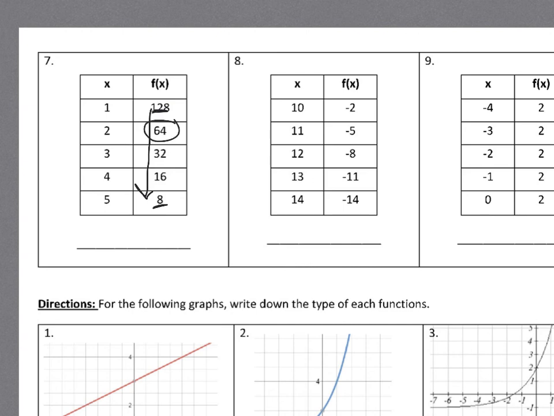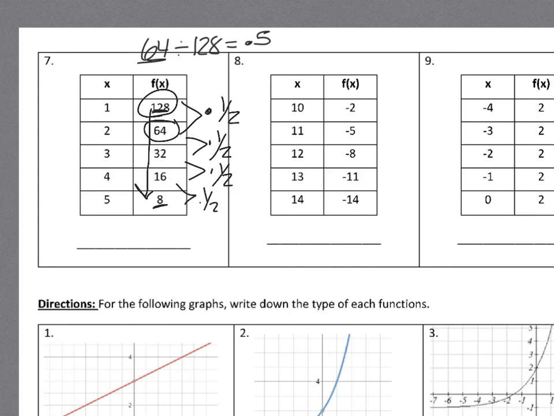So let's take 64, and we're going to divide it by the number behind it, 128. You have to put 64 in your calculator first. 64 divided by 128 is 0.5. So what it's doing, it's multiplying by 1/2. It's just halving everything. So if you multiply by 0.5, it's getting smaller, but it's still multiplying, so it's exponential.